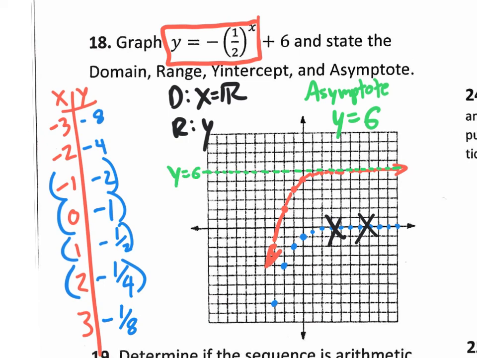So your range is either, your graph is either above or below this asymptote. What do you guys say, above or below? Below. So y is less than 6. The only other thing you could state is your y-intercept. That would be the location 0, 5. 0, 5 is your y-intercept. And that's about it.